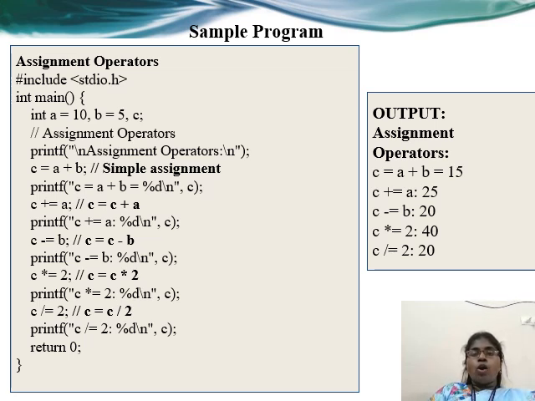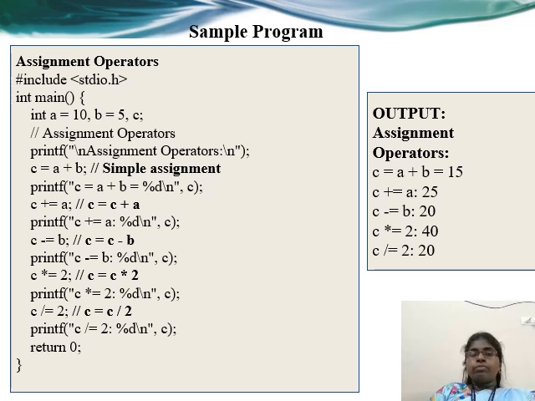Then next, output of the assignment operator. So C equal to A plus B. What's A plus B equal to? A's value is 10 and B value is 10. So C equal to A plus B is 15.